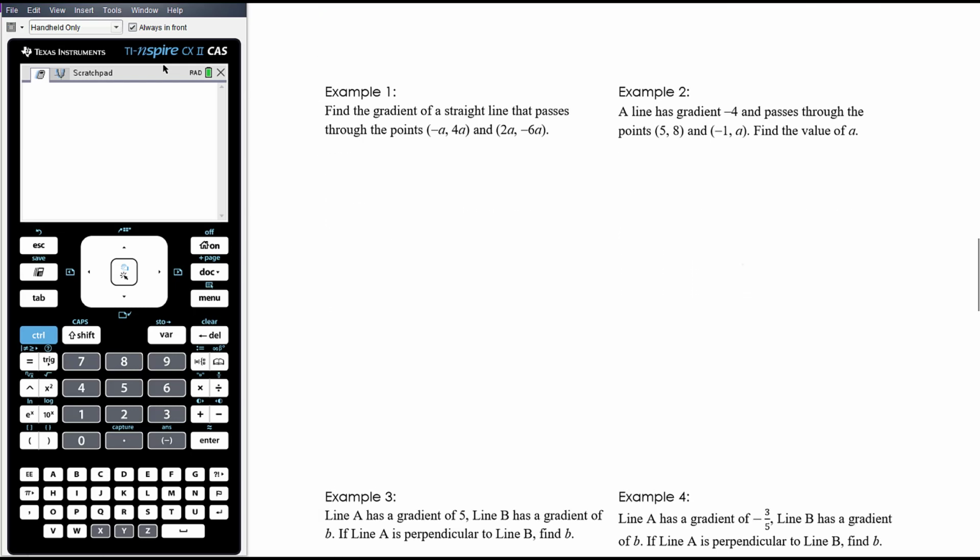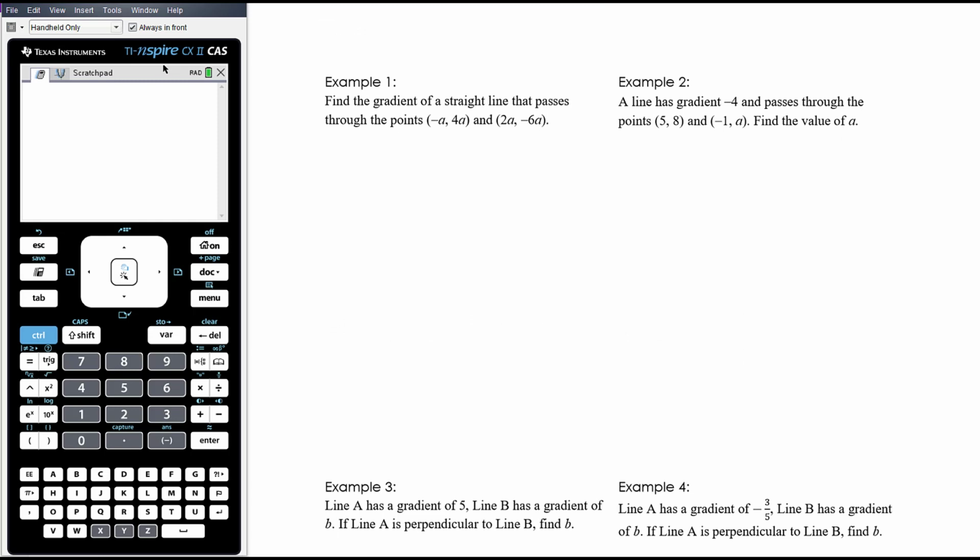Alright, let's do a couple of examples. Find the gradient of a straight line that passes through the points that we've got listed there. Okay, so the gradient, lowercase m, we commonly use for gradient. It's going to be the change in the y values over the change in the x values. I'm going to go with -6a minus 4a over. Now, because I used -6a first, I must use 2a first on the bottom. 2a minus -a. Let's tidy that up. So that's -10a on the numerator. 2a minus -a is 2a plus a, so that's 3a on the denominator. The a's will cancel down. Dividing the top and the bottom of the fraction by a just leaves us with -10/3.